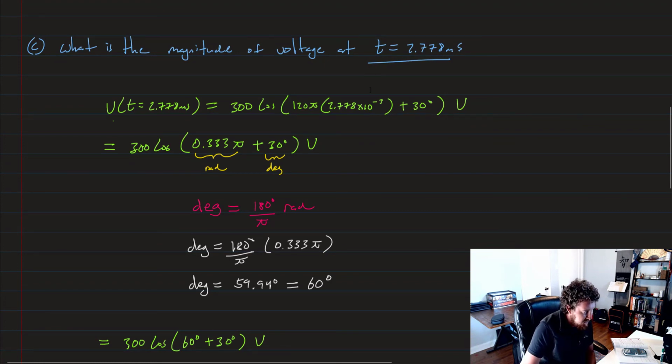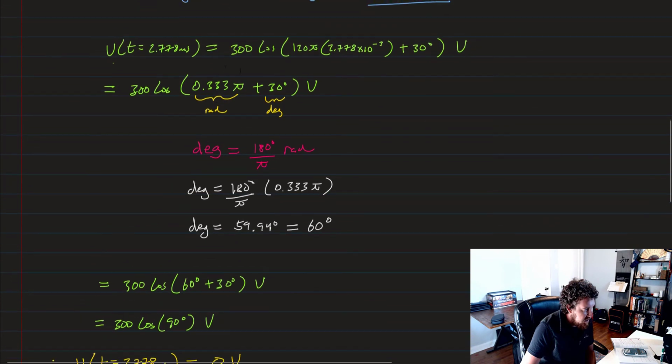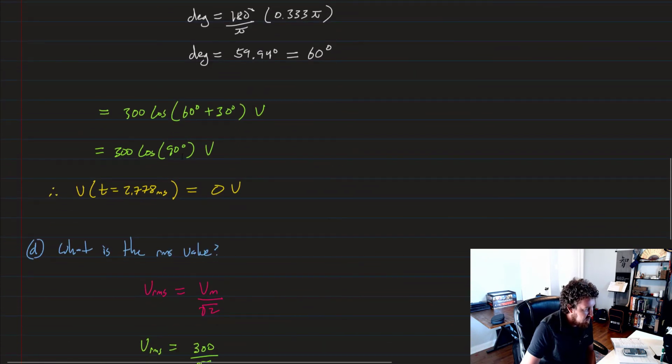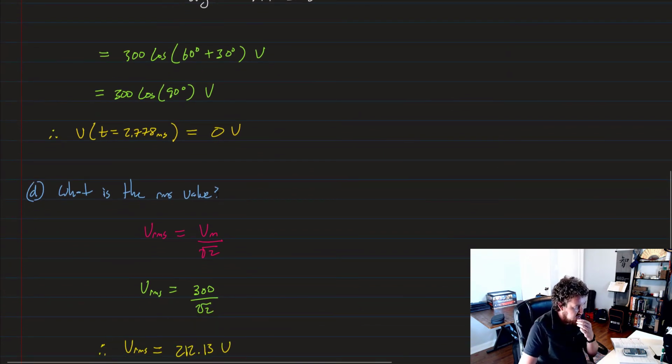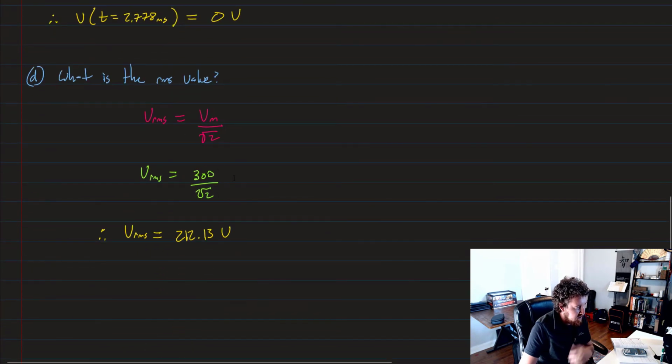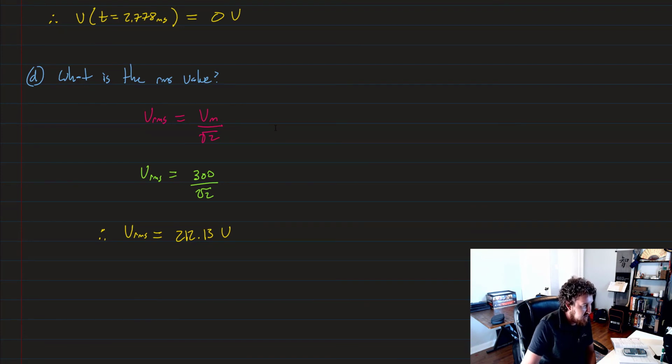Then we needed to calculate the magnitude of the voltage at t equals 2.778 milliseconds. We took our equation and plugged in that value for t. The interesting part here is we got a value in radians, then plus degrees, so we had to convert the radians into degrees. That gave us a value of 90 degrees total, so cosine of 90 degrees is 0, and the voltage at that time was 0 volts. And then finally, we used that really simple RMS equation to calculate the RMS value of our voltage. So that's it for this one.